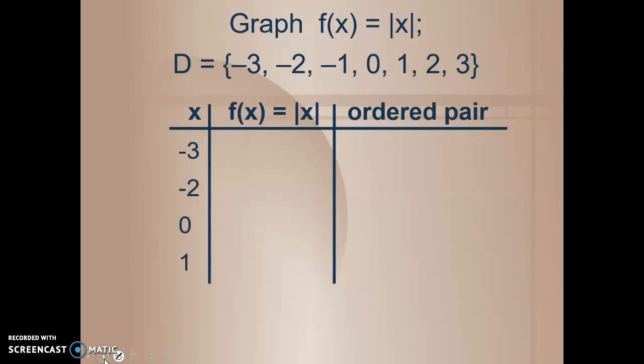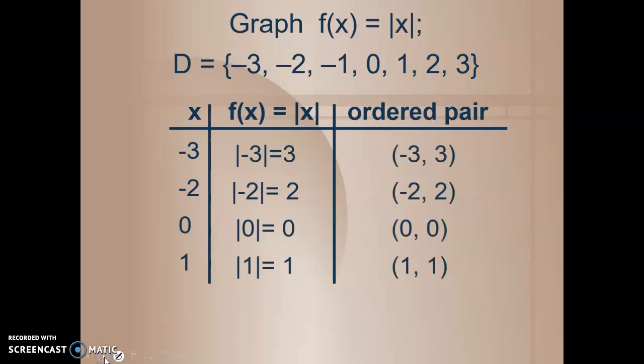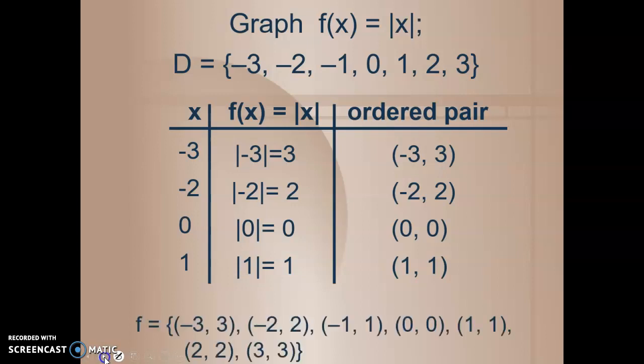We're going to put that into our table where we have our x values on the left, our function rule in the middle, and then our ordered pairs on the right. When we plug those in, we get the ordered pairs -3, 3, -2, 2, 0, 0, 1, 1. We can continue. When we plug in 2, we get 2, 2. And when we plug in 3, we get 3, 3.